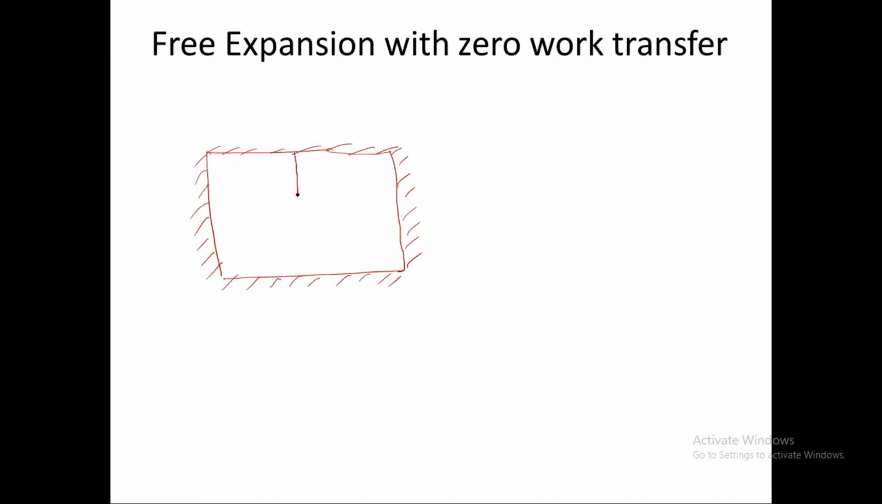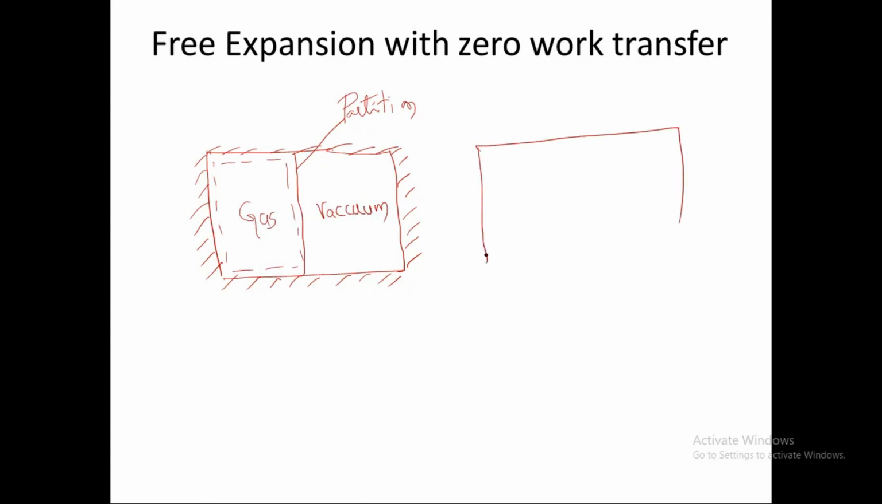And this compartment has a bifurcation, a partition in between the two compartments. In the first compartment there is a gas, and in the second compartment there is a vacuum. I will consider the same compartment which is divided by a partition. There is a gas and there is a vacuum.